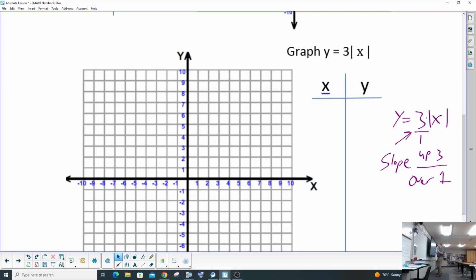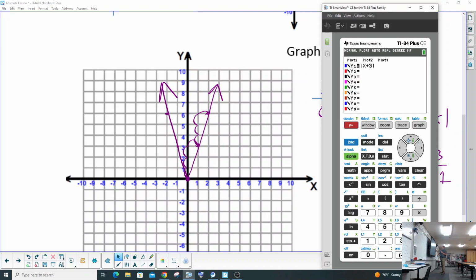So again, we start off at 0, because the absolute value of 0 is 0, times 3 is 0. So if you plug a 0 in, you will get 0. So 0, 0. And then we're going to go up 1, 2, 3, and then over 1. And so that makes it narrower. You thought it was going to be wider, didn't you? But it actually makes it narrower. And then up 3, left 1, and up 3, left 1. It's symmetric, and so there's our graph for y equals 3 times the absolute value of x.